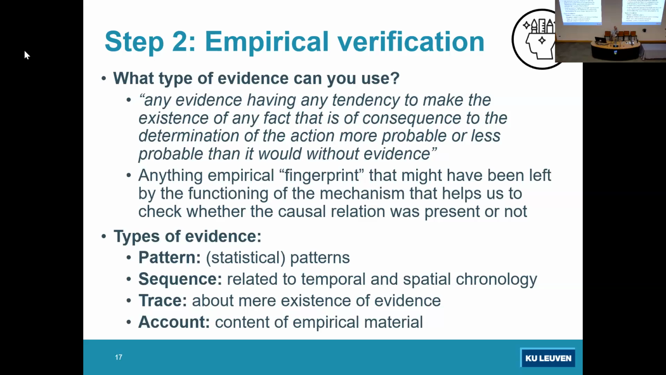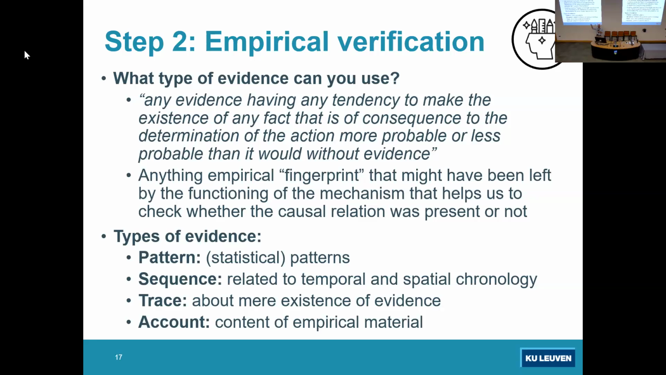There are different types of evidence that you can use: patterns, statistical patterns, and sequence, related to temporal chronology. For example, sequence was important for my research. I used it to say that these Eurosceptic parties set up European party organizations, but they only did so after the introduction of huge amounts of funding for European party organizations. This is a kind of sequence evidence. Trace evidence: the mere existence of something can also be evidence.